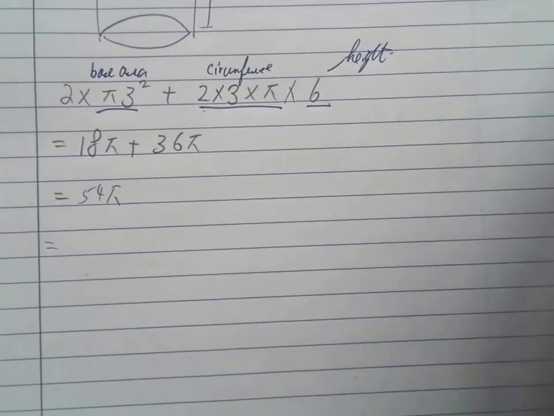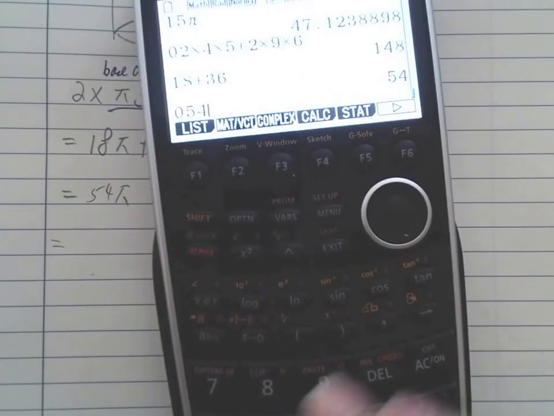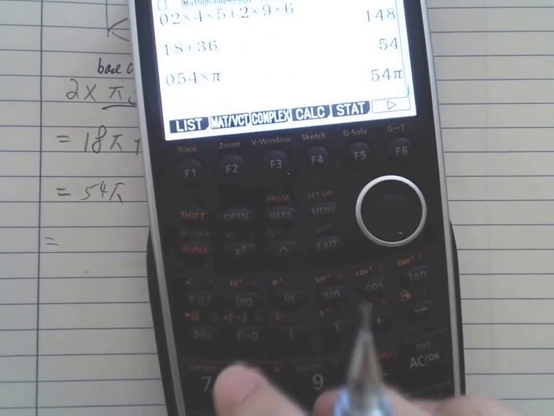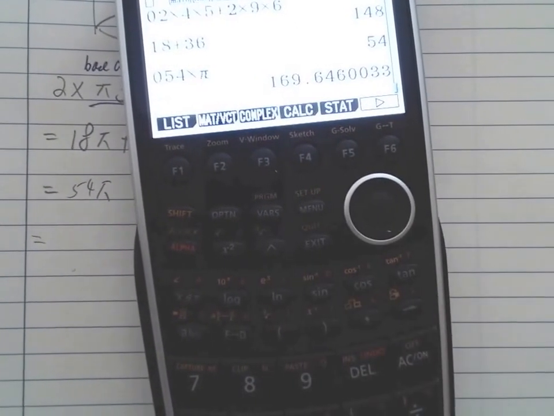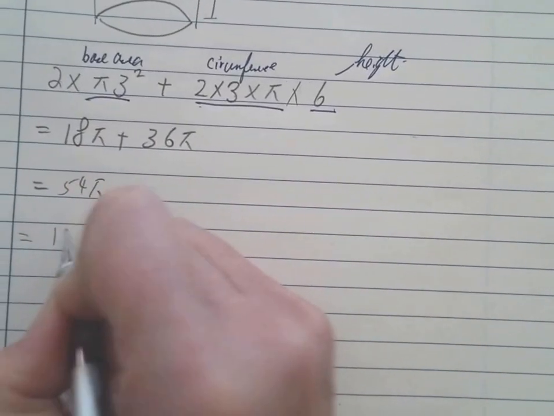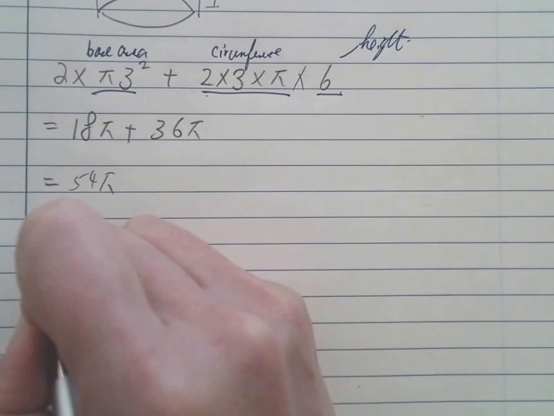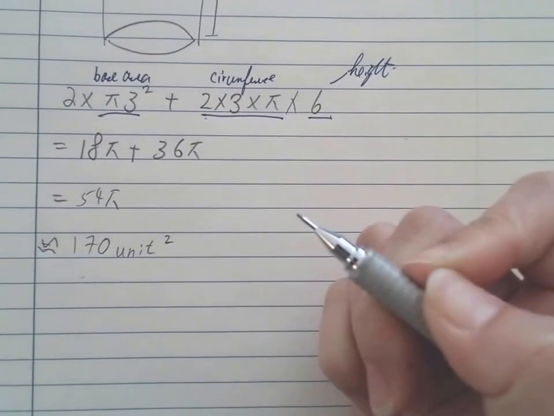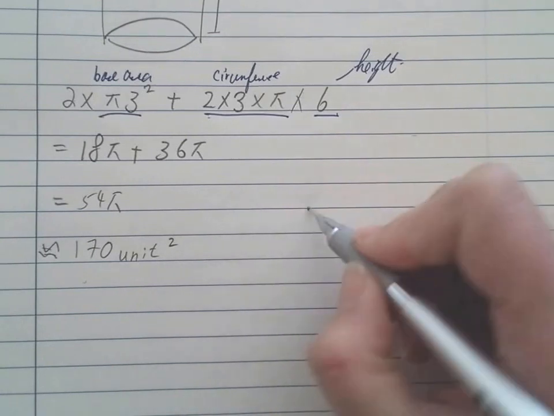So with the calculator, 54, no, what am I saying, 56, eh? Alright, equals 169.6, so round it off to 170 units square. And this is the total surface area of a prism. Yay!